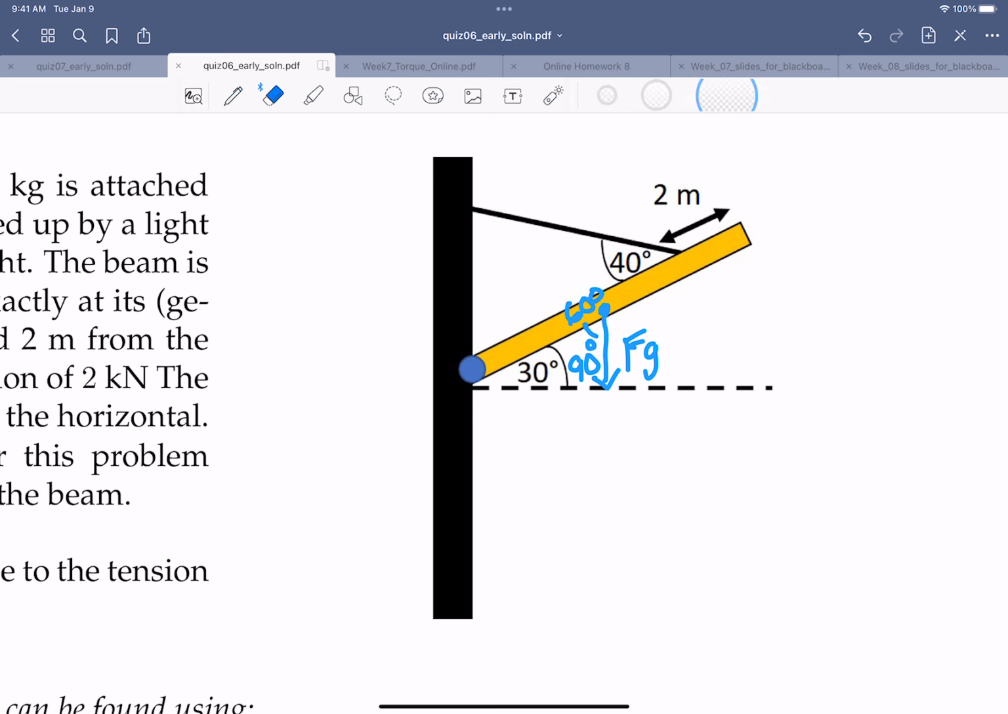And the reason why we use 60 degrees, right? Let me rewrite that here real quick. This is 60 degrees because this is the force of gravity. Here's the force. Here's the radial line. It's the angle sandwiched in between. So 60 degrees, right?